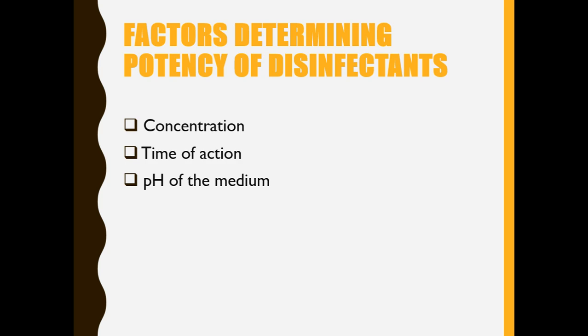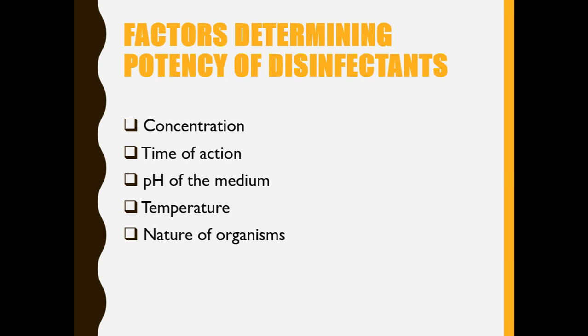Then it will be the more potent. The next is the temperature. The temperature is also one of the most important factors that determine the potency of the disinfectant. Certain disinfectants which are highly vaporizing may not be able to act at a high temperature. So the temperature factor determines the potency of the disinfectant. Certain disinfectants may require some optimum temperature to act. A very high temperature may not be sufficient for this disinfectant.